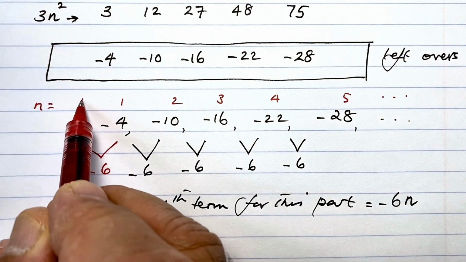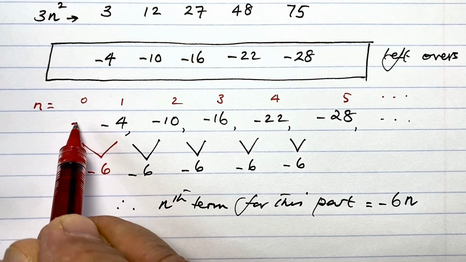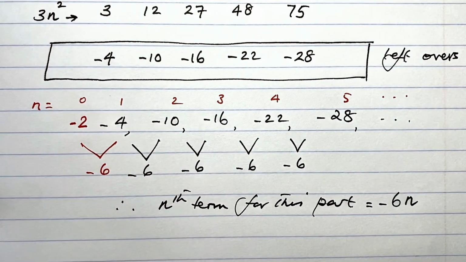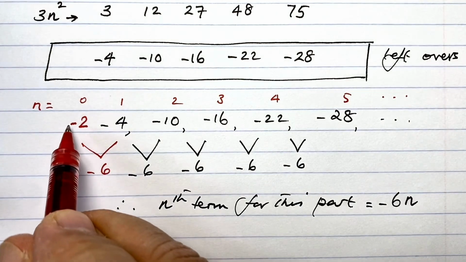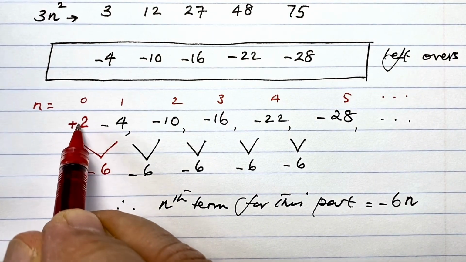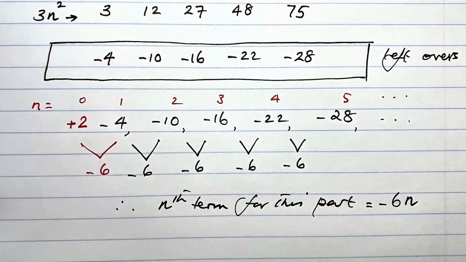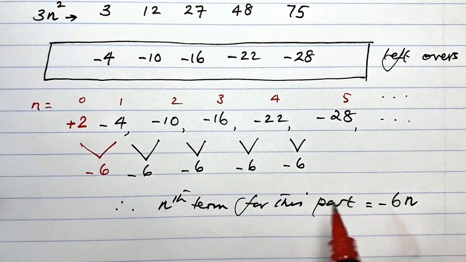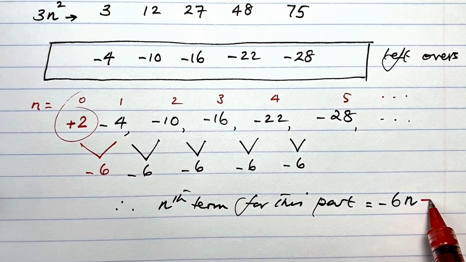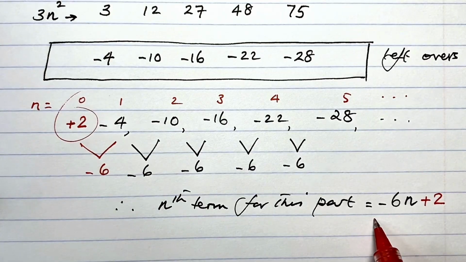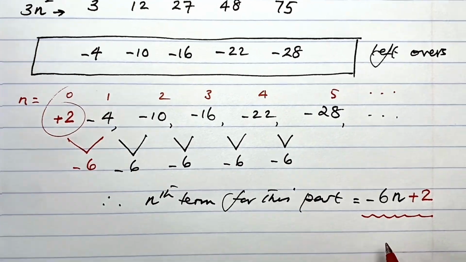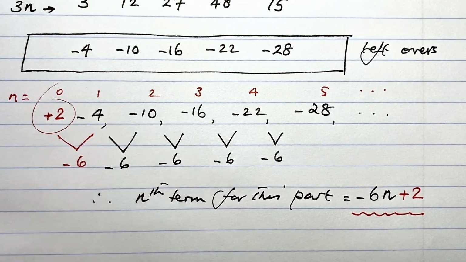The zero term would be minus 2. Oh, sorry, plus 2. Plus 2, take away minus 6, gives me minus 4. So I'm going to add the zeroth term here. That would complete the nth term for this part, the part for the leftovers.